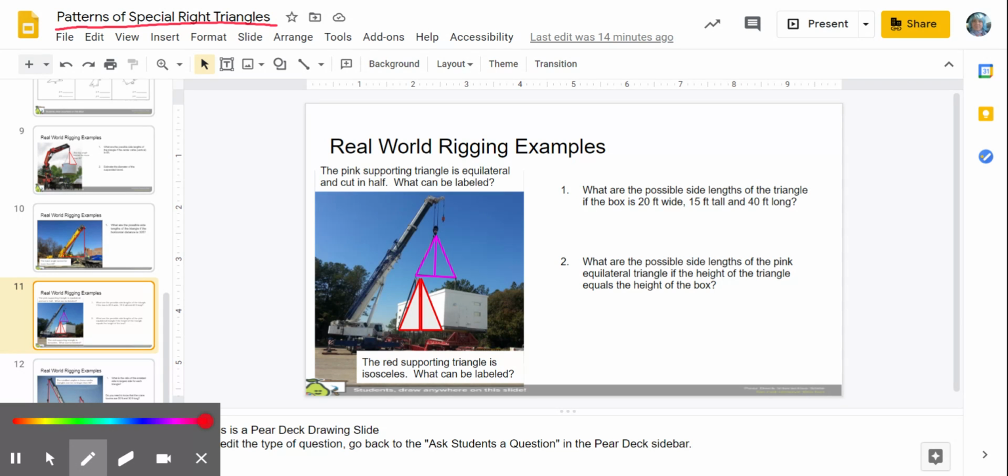So on this one, they're both equilateral. So we're going to talk about the red triangle first.